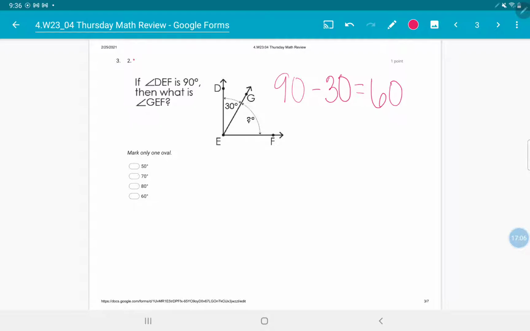And GEF would take away that 30 because you're not using it. Yeah, this 30 right here is part of the big 90-degree angle, but we don't need that for angle GEF. Very good, Brayley. The correct answer is 60 degrees.